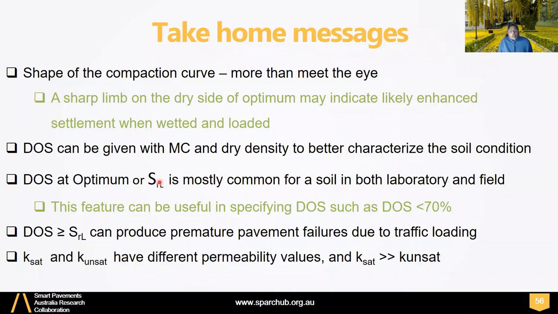So we need to be away from that. If in the field you measure MC and dry density, you can calculate DOS, and that DOS can be compared with the SRL obtained in the lab, which are pretty good values. So this feature can be useful in specifying DOS, such as DOS less than 70%. DOS greater than that for the line of optimum SRL can produce premature pavement failures due to traffic loading. KSAT and KUNSAT have different permeability values, and we mentioned usually KSAT is much bigger.